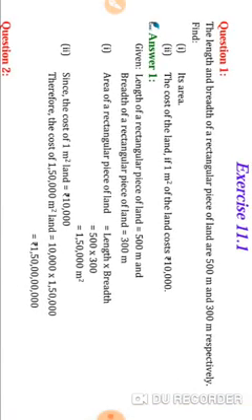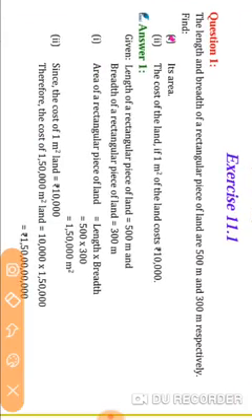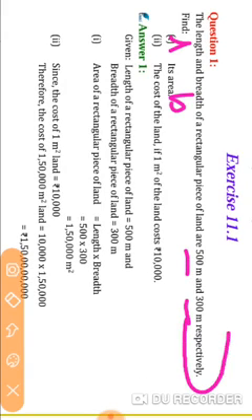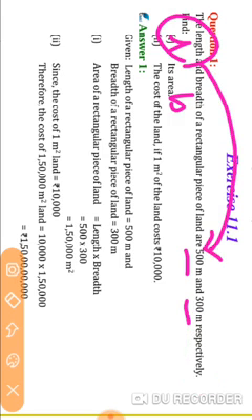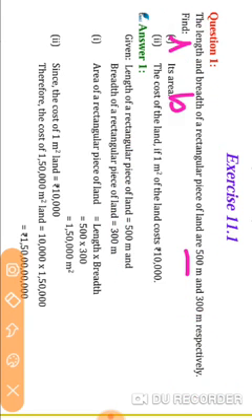The length and breadth of a rectangular piece of land are 500 meter and 300 meter respectively. Respectively means the first data is length and the second one is breadth. That is the meaning of respectively we have to take. So length is 500 meter, breadth is 300 meter. Find its area, and then find the cost of the land.